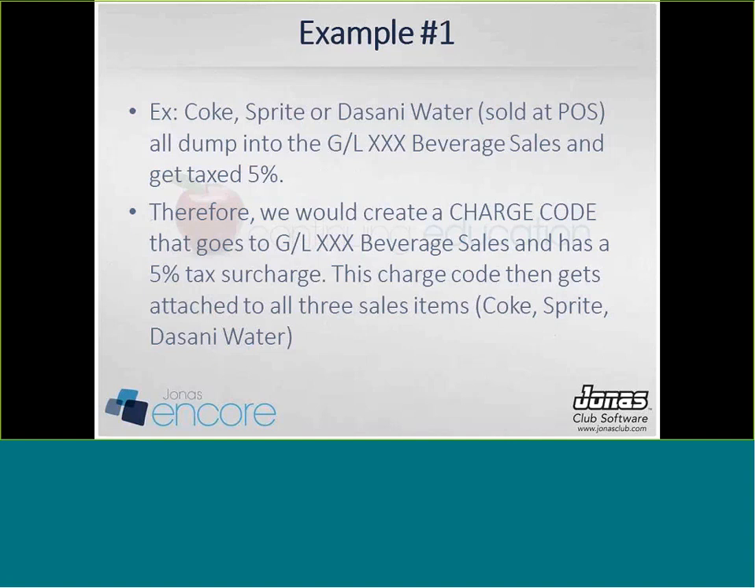So an example that I have here, Coke, Sprite, Dasani water, sold at point of sale, they all go to the same GL account, beverage sales, and they get taxed 5%. Therefore, we would create a charge code that goes to beverage sales that has a surcharge group 5% tax. That charge code then gets attached to all three sales items, Coke, Sprite, Dasani water. So I don't need three charge codes because Coke, Sprite, and Dasani are all non-alcoholic beverages that all go to beverage sales and all are taxed 5%.